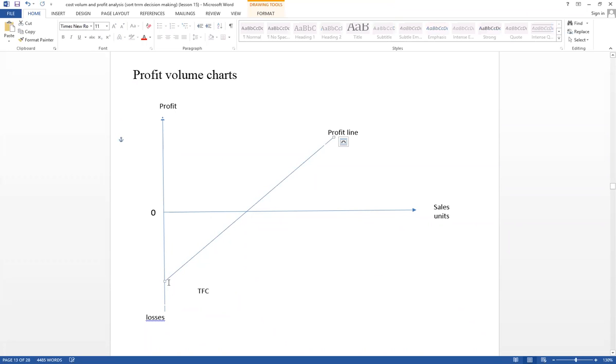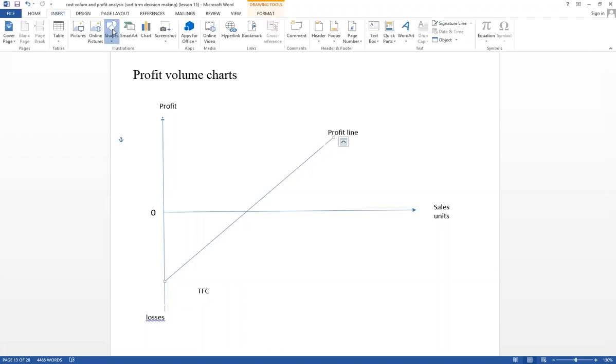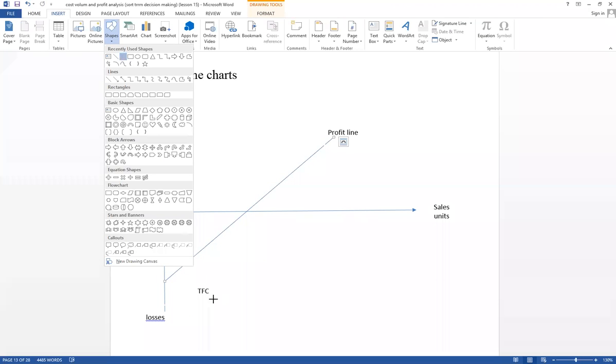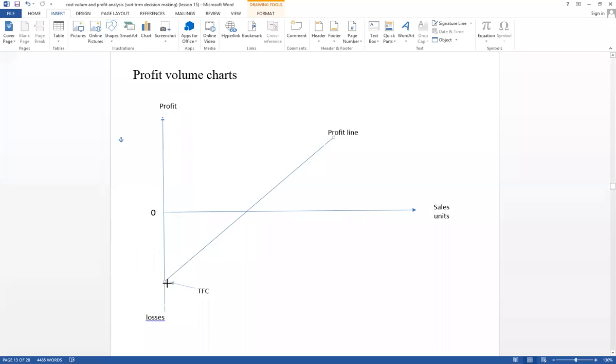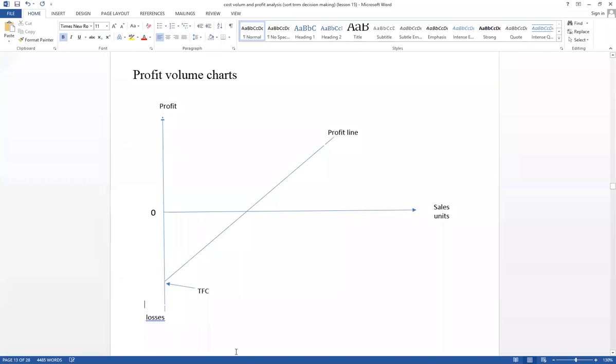That means the value here must be equal to the total fixed cost. When quantity zero. Therefore, this one should be equal total fixed cost. And this is a break even point.